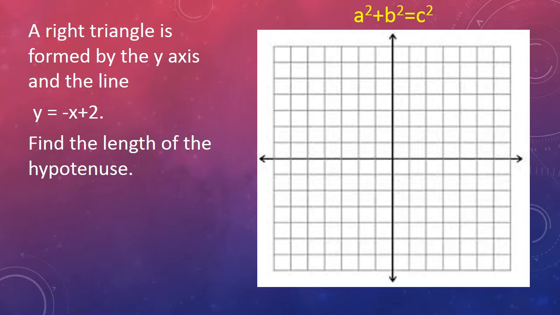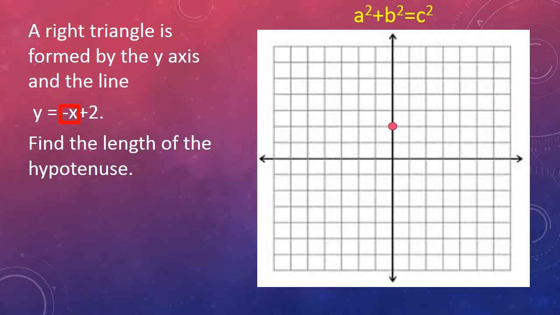Our first equation: a right triangle is formed by the y-axis and the line y equals negative x plus 2. Find the length of the hypotenuse. So first, let's start with graphing the y-intercept here. It's 2. So we're just going to hit it on 2 on our graph.